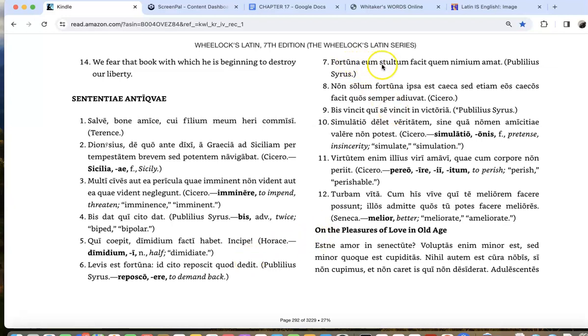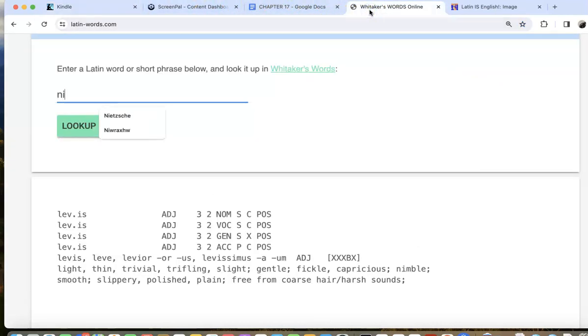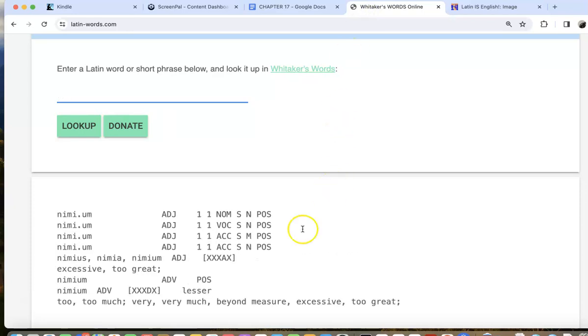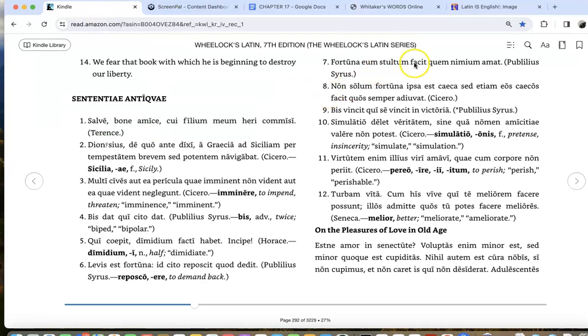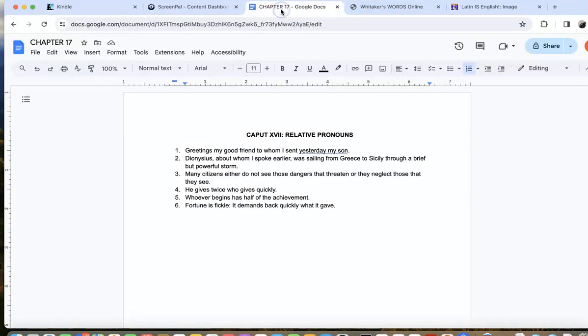Number septem, fortuna eam stultum facit quam nimium amat. So fortune makes him stupid, whom it loves. Now nimium is another adverb that we'll probably have to look up. So too much. So fortune makes him stupid, who it loves or whom it loves too much. So fortune makes him stupid, whom it loves too much.